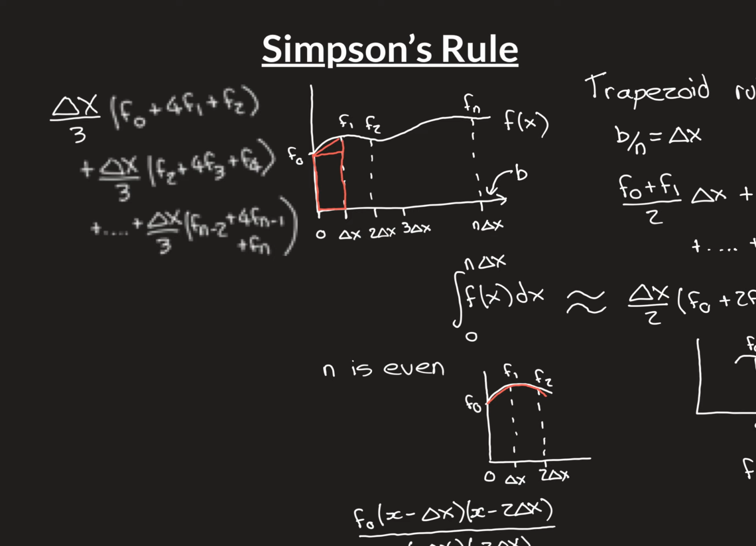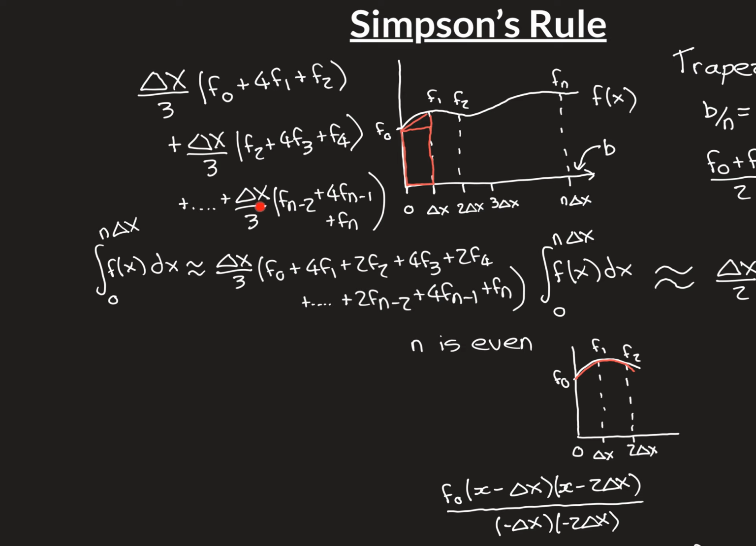So we'll have delta x over 3 times f of 4 plus 4 f of 5 plus f of 6, and on all the way up until the final one, which will be delta x over 3 times f of n minus 2 plus 4 f of n minus 1 plus then finally f of n.